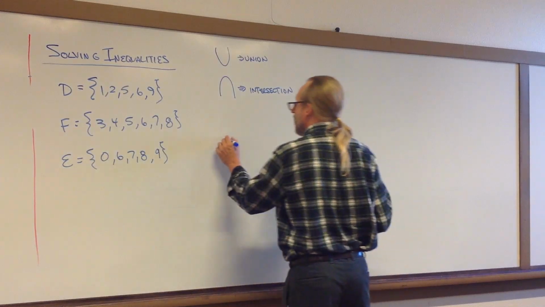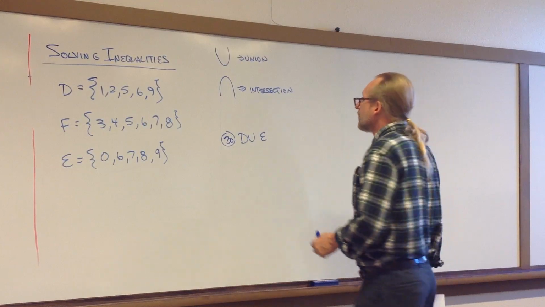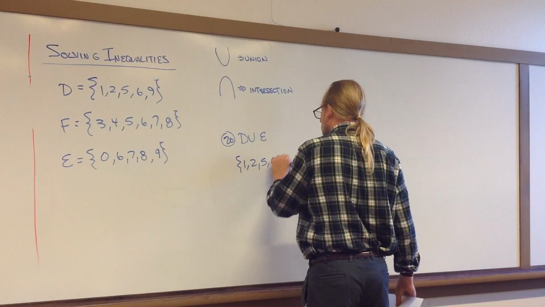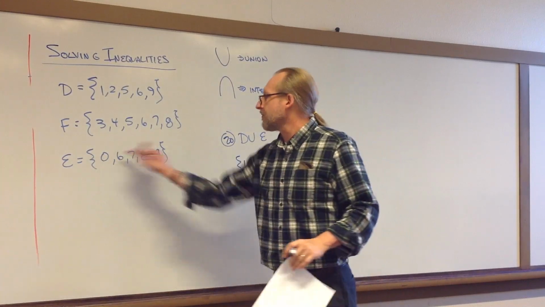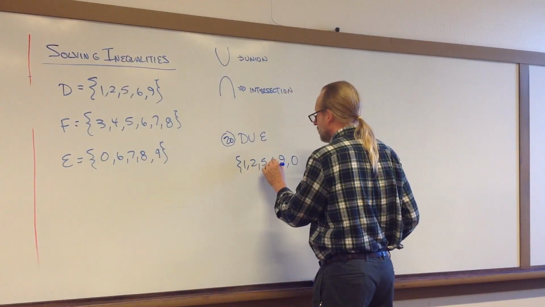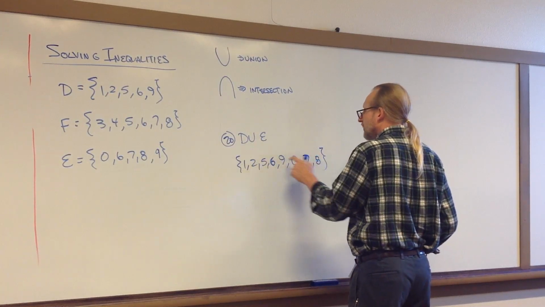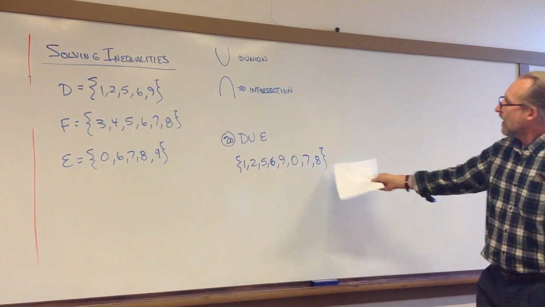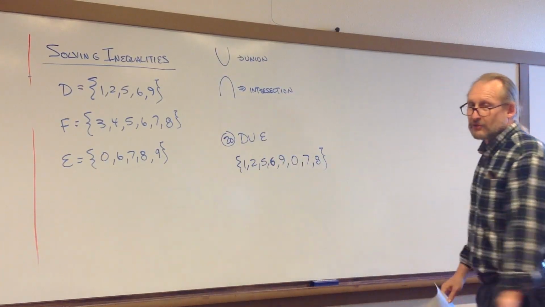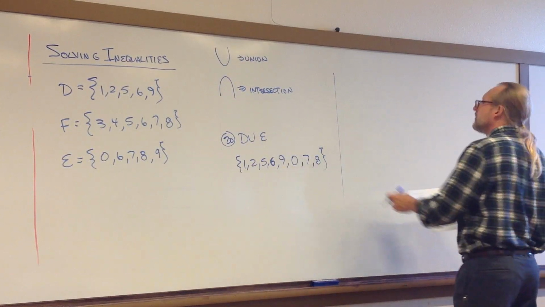Problem 20, D union E. Okay, so we're definitely going to want everything from set D: 1, 2, 5, 6, 9. And then we want everything from set E. So we also want the 0. Let's see, we've already got the 6 listed, so we don't list it twice. And then we want the 7 and the 8, and we already have the 9. So there we go. You can rearrange these if you'd like so that they're in numerical order, but that doesn't really matter.